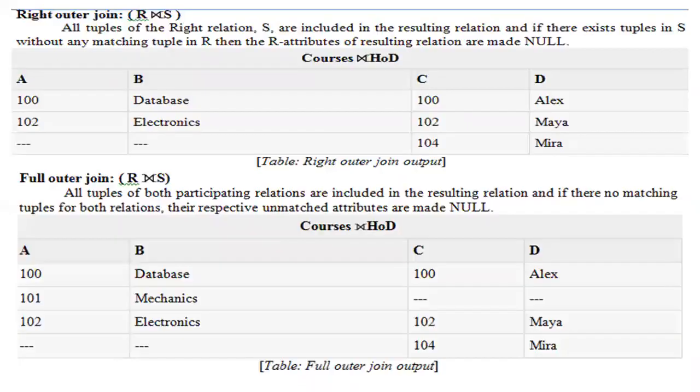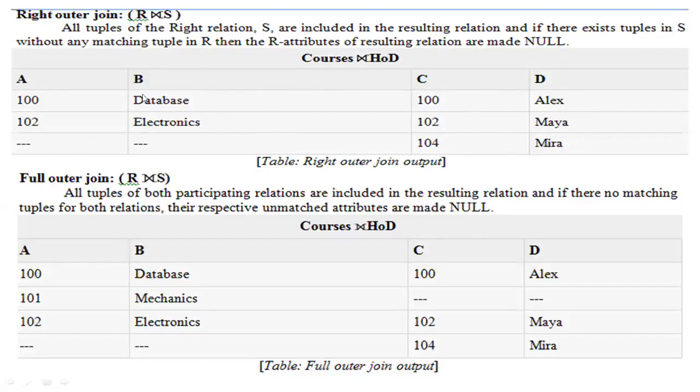Now let's discuss the right outer join. If you understood the previous one, it is very easy to understand this one also. It is just the opposite. From the same previous example tables, we perform a right outer join operation. Here you consider all the tuples present in the right table, that is 100, 102, 104, Alex, Maya, and Mira. Then from the left table, only the matching tuples will be added.